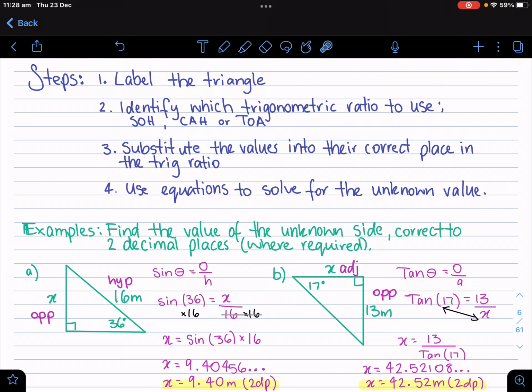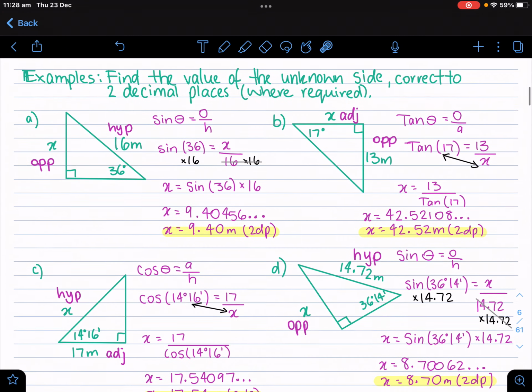And then the last step is to use equations to solve for the unknown value. And if the question tells you to round off, then you need to round off where required. If the question doesn't tell you to round off, then you round off and you indicate in brackets next to it what you've rounded off to. For example, 2 decimal places, 3 significant figures, whatever it may be.